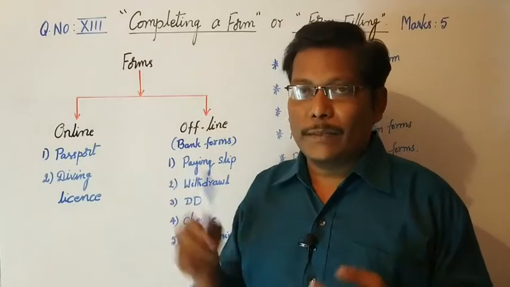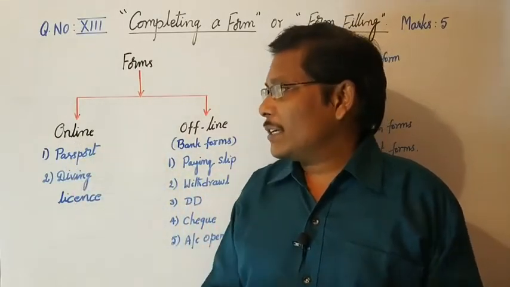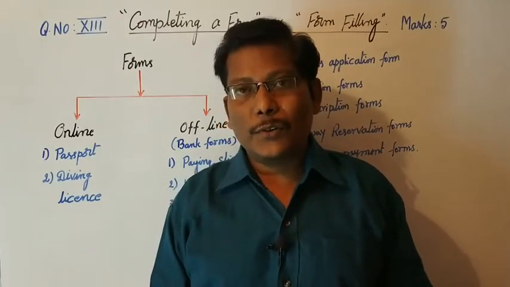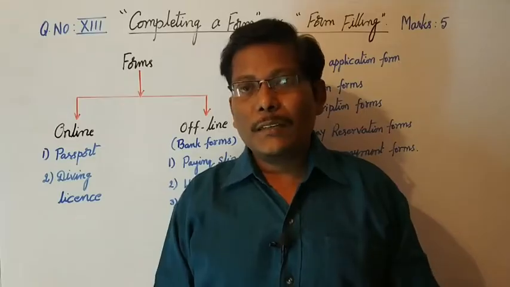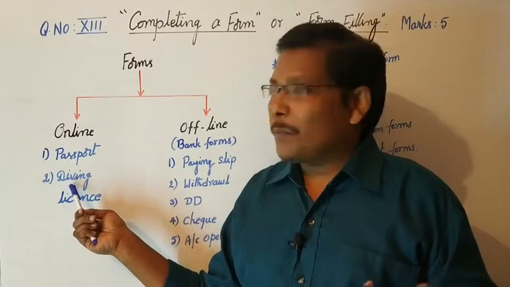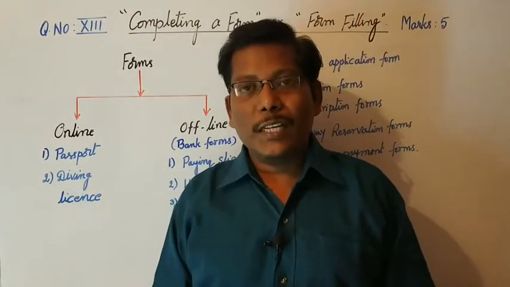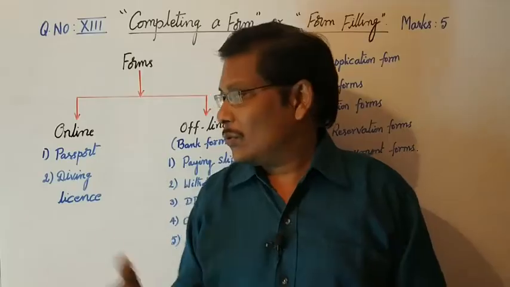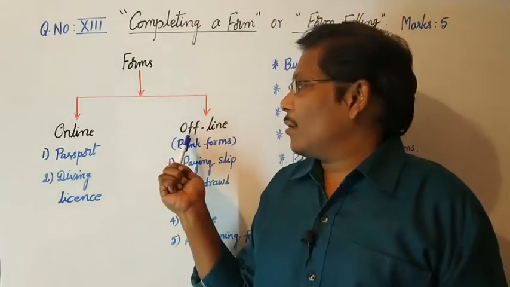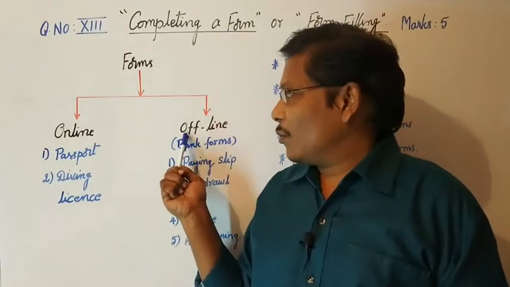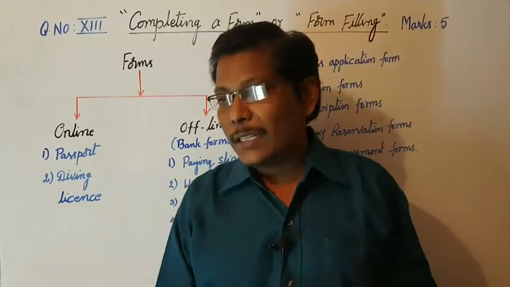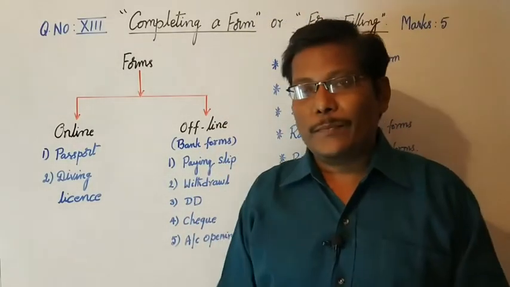Online and offline. Online forms generally are of passports. Whenever we want to apply for a passport, we have to fill in an online application form. In the same way, whenever we are applying for a driving license, we have to fill in an application form online. There is another kind of forms, offline forms. These offline forms mainly are bank forms.